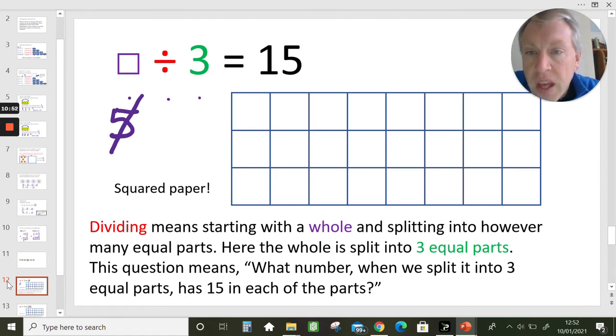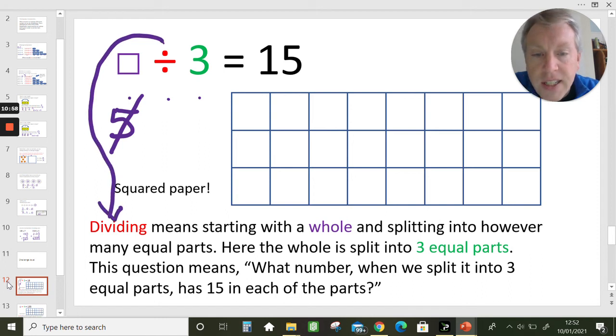Let's think more carefully. Well, I can see that I've got the dividing symbol here. Dividing means starting with a whole and splitting it into however many equal parts. So here, the whole amount is split into 3 equal parts. This 3 means 3 equal parts. So the question means, what number, when we split it into 3 equal parts, has 15 in each part? I could draw a bar model. I've got to draw 3 equal parts that make up the whole number. I'm going to use the squares here to help me draw it slightly more neatly.